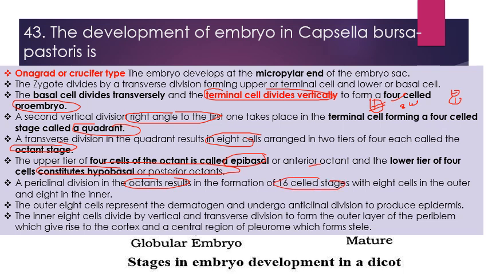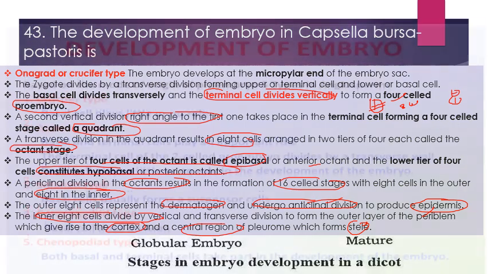Here periclinal division occurs in this octant that results in formation of a 16-cell stage with 8 cells in the outer and 8 cells in the inner region. The outer 8 cells represent the dermatogen that will form the outer covering, and this undergoes anticlinal division that increases the number of cells and produces the epidermis, while the inner 8 cells divide by vertical division and transverse division to form the outer layer of periblem, which gives rise to the cortex, and the central region of plerome, which forms the stele. So this is how the embryo development takes place in case of dicots.